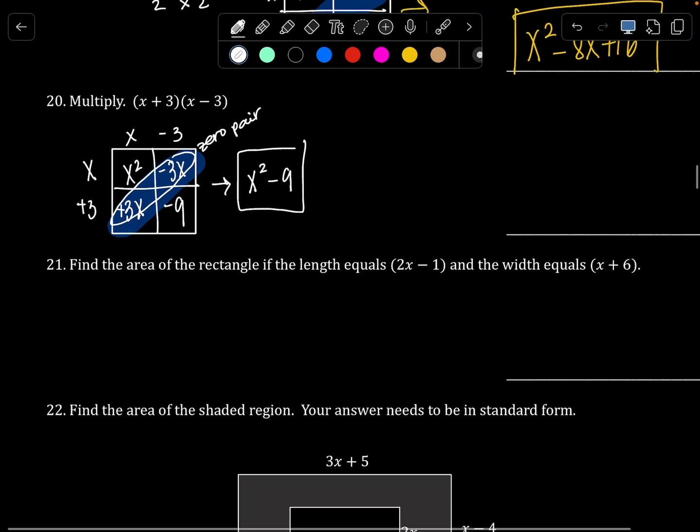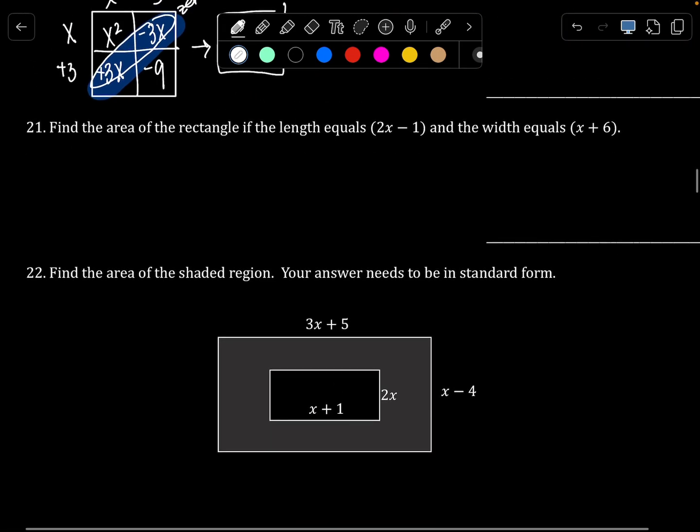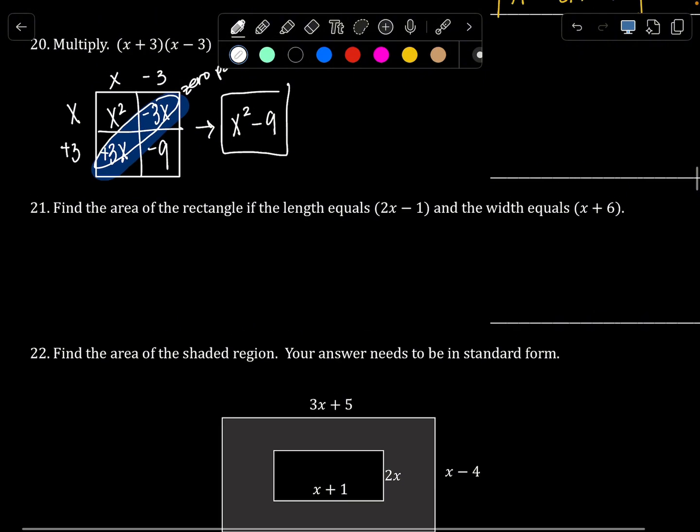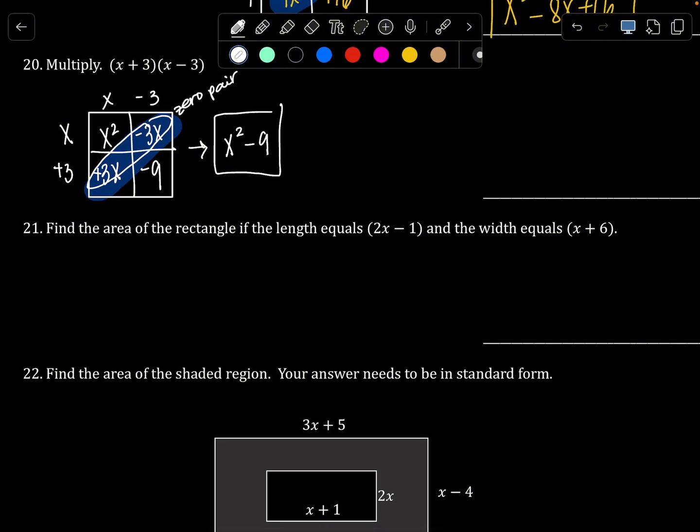All right, we're going to go ahead and do 21 and 22, and we'll go on a short break. So find the area of the rectangle. Again, area just means you're going to multiply, and that is something I want you to put in your flashcard. Area means multiply. 2 terms times 2 terms, so 2 by 2, same thing.